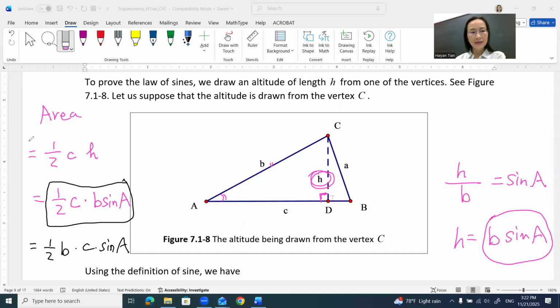A is the angle formed by b and c. So this formula is very easy to remember. It's just the product of b and c times sine A, the angle formed by b and c, and half of that product. So half bc times sine A. Okay, so that's one version of the area formula.